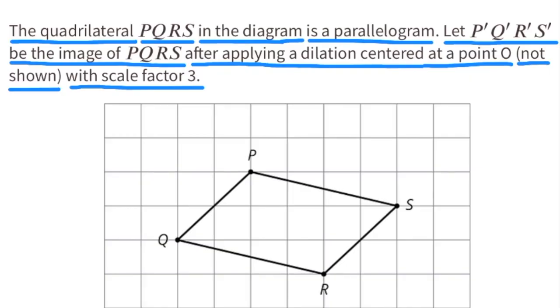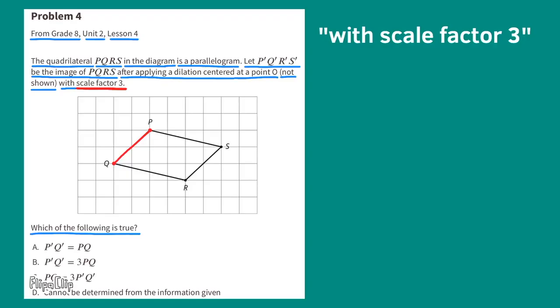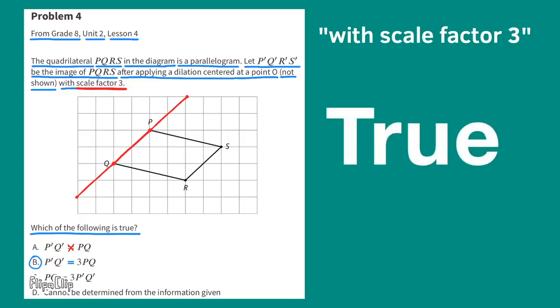That P prime, Q prime, R prime, and S prime is a dilation of PQRS, and it has a scale factor 3. Let's take a look at A. P prime Q prime equals PQ. So these are line segments. So we know that it's a scale factor of 3. Line segment P prime Q prime would be 3 times longer than line segment PQ. So they are not equal. B. Line segment P prime Q prime equals 3 times line segment PQ. That is true.